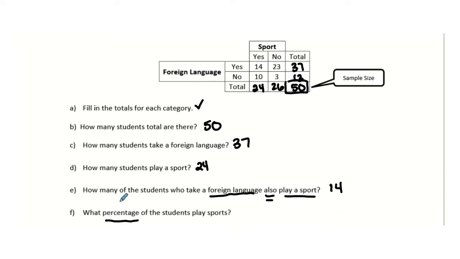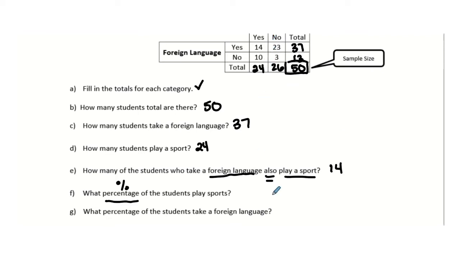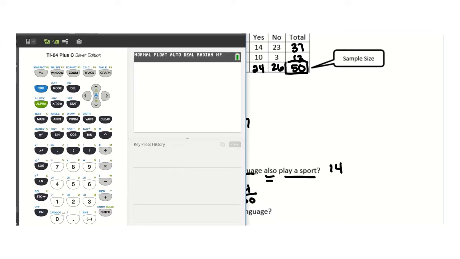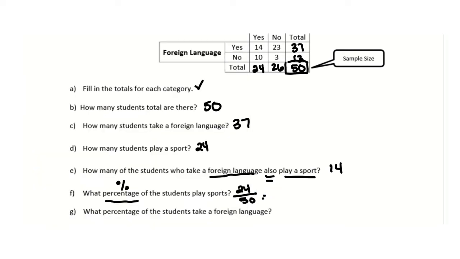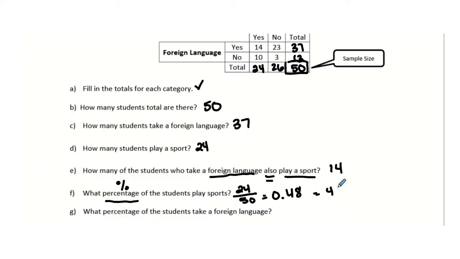What percentage? So now I want to find a percentage of students play sports. So the total number of students that play sports is 24 out of my total number of students surveyed, which is 50. So we can do that in our calculator. 24 divided by 50 is 0.48. They want it as a percentage. To get a decimal into a percentage, you multiply by 100. And when you do that, you get 48%.